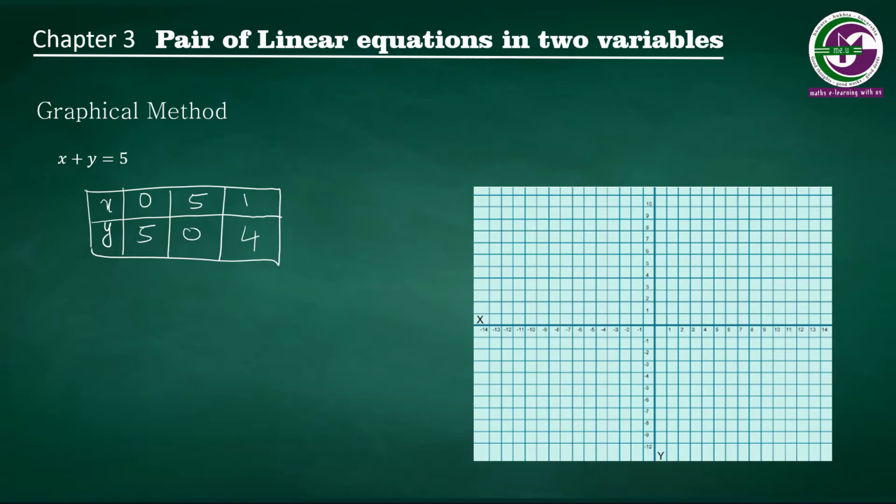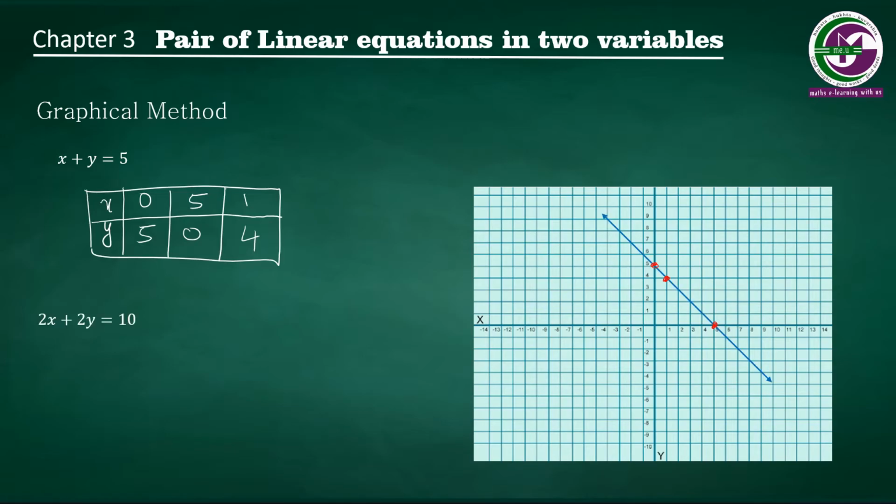So x is 0, y is 5. The point is here. And x is 5, y is 0. At 5 comma 0, the point is here. And 1 comma 4, the point is here. So the line through these 3 points will be like this.